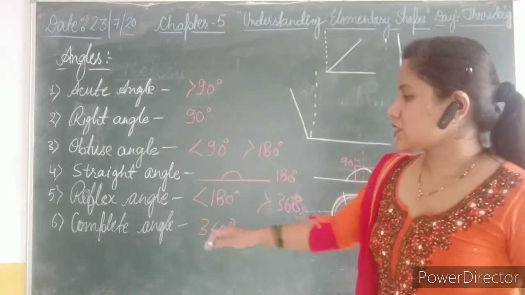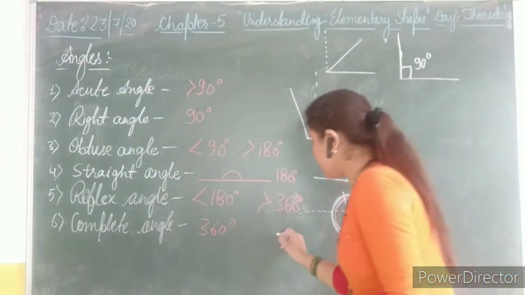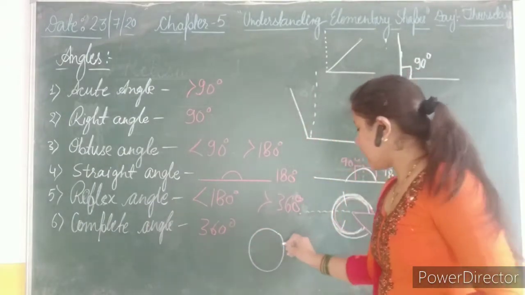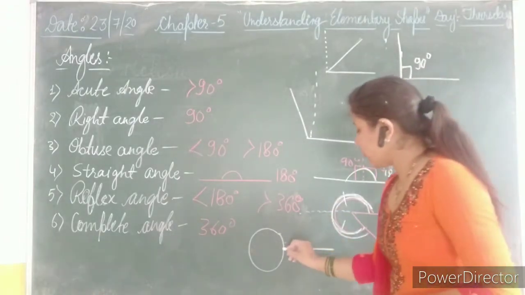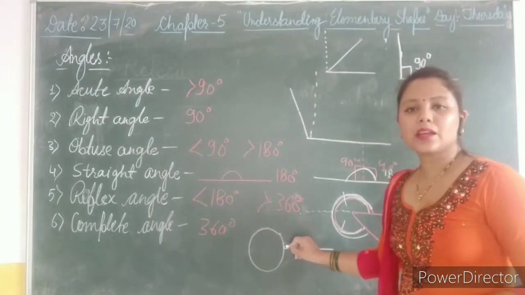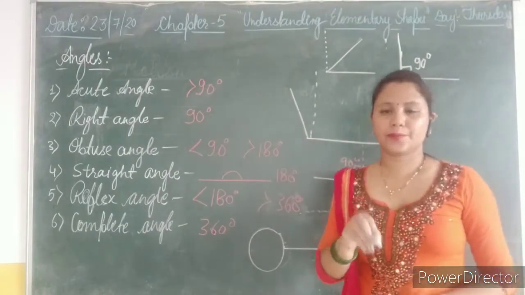Now come to the next angle, that is a complete angle. Complete angle is basically one complete revolution. So that is your complete angle. Clear? If you start making an angle from a point and you come back to the same point, so that is your 360 degree angle, a complete revolution.